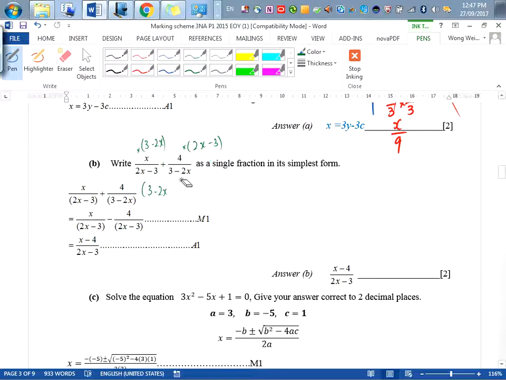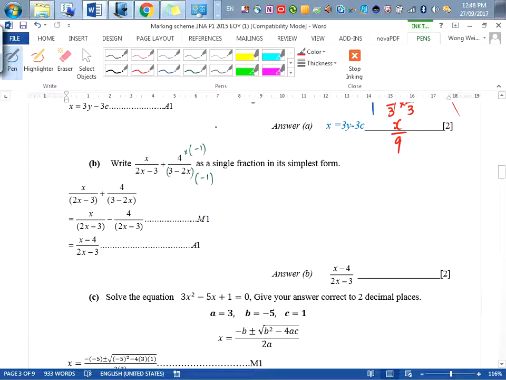So the alternative, we need to recognize that this is 2x minus 3, this is 3 minus 2x. It is not a coincidence. They are trying to get you to multiply this by negative 1. So when you multiply the denominator by negative 1, you also need to multiply the numerator by negative 1. So what is the point of multiplying the denominator by negative 1? Let me show you what happens now.